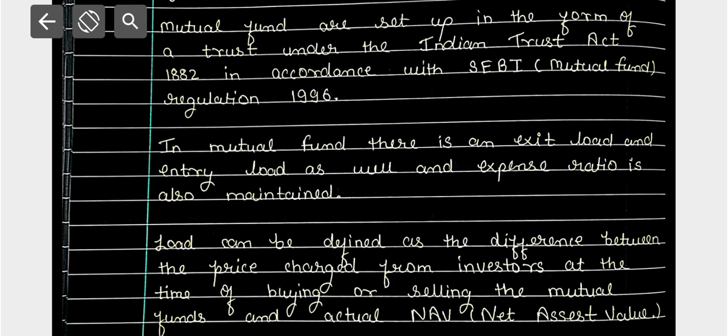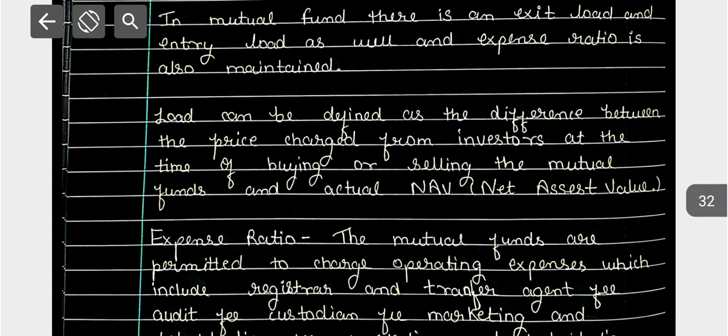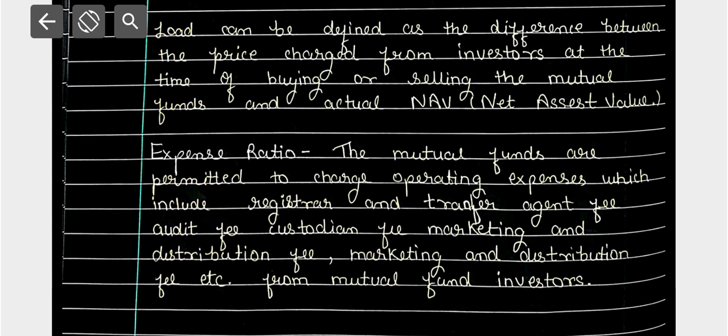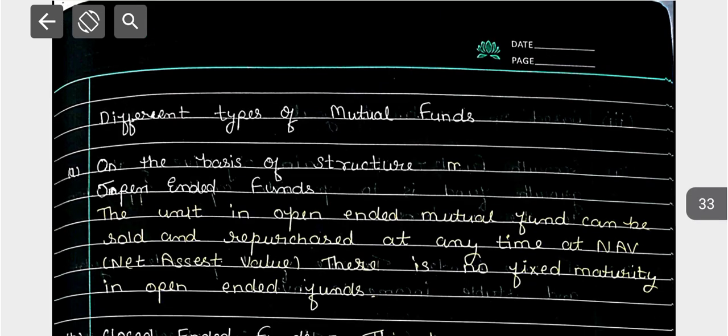In mutual funds, there is an exit load and entry load, as well as an expense ratio being maintained. The load can be defined as the difference between the price charged from the investors at the time of buying and selling the mutual funds and the actual NAV, net asset value. Expense ratio: mutual funds are permitted to charge operating expenses, which include registration, transfer agent fee, audit fee, custodian fee, and marketing and distribution fee. The marketing and distribution fee is passed from the mutual funds to the investors.